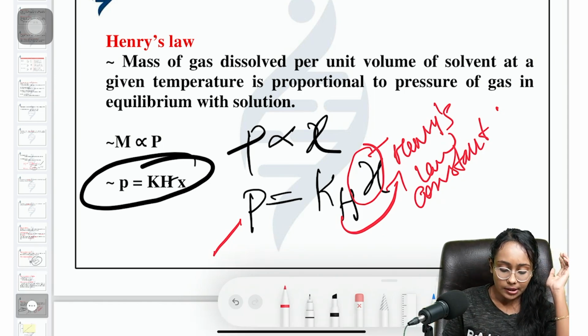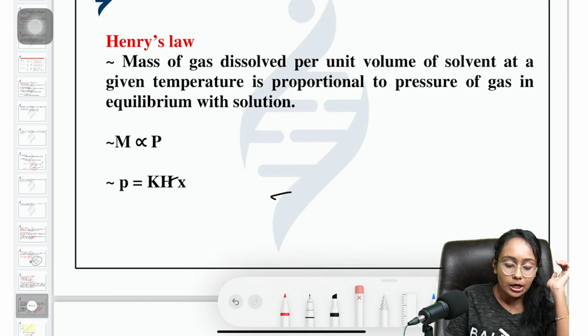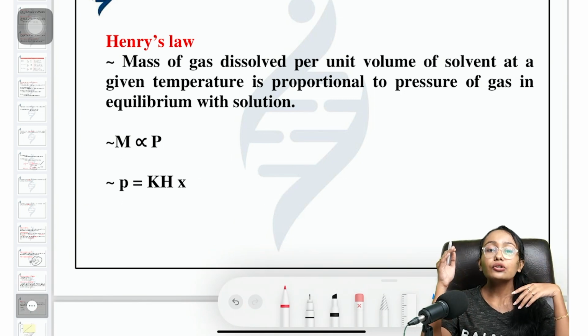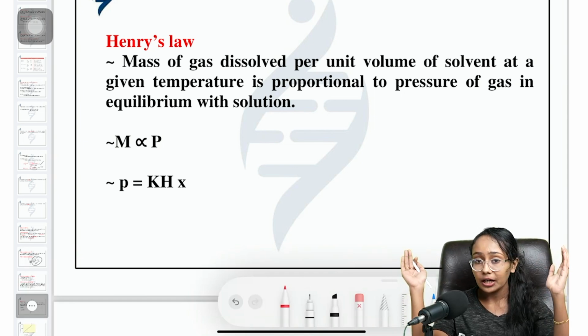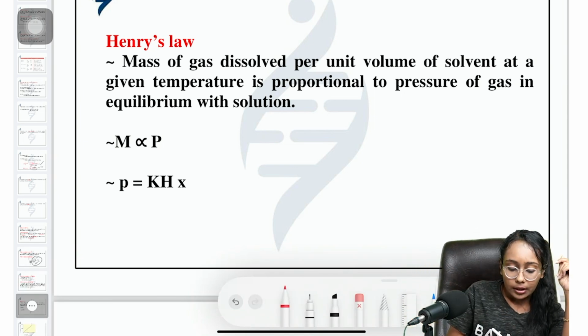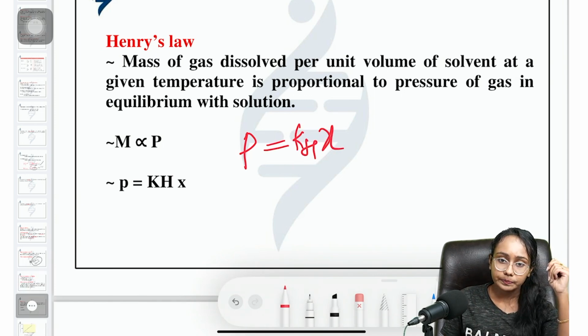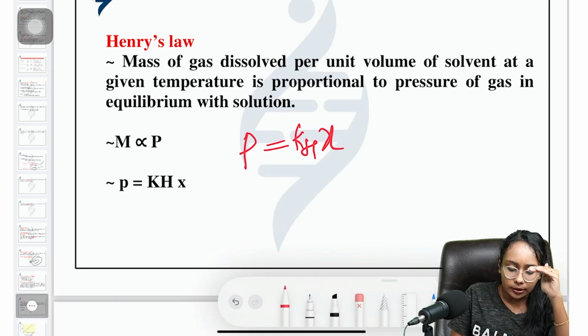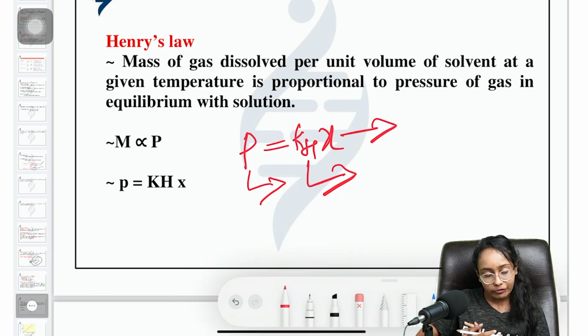Fine. Is the law clear? Let me explain once again. This law is very, very important. Questions can come very directly from this topic. They'll ask you to state Henry's law. So how will you state it? You need to know the equation first of all: P equals Kh into mole fraction. Then denote the terms also: P is the partial pressure, Kh is Henry's law constant, and chi is the mole fraction.